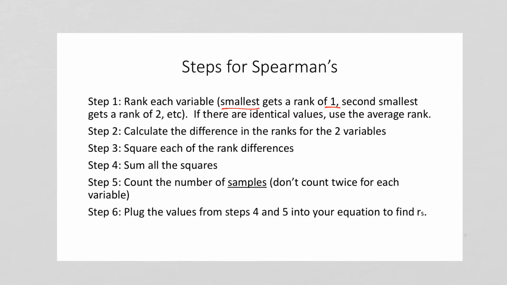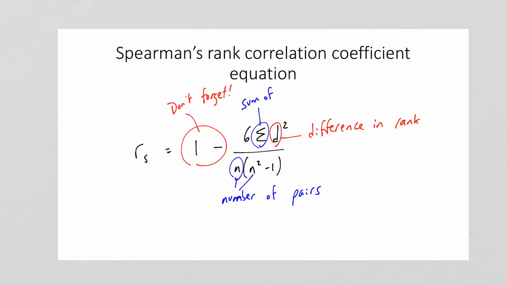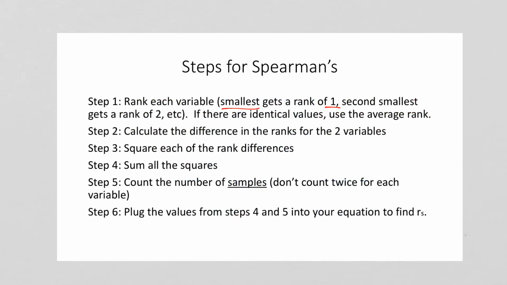You're going to calculate the difference in ranks for the two variables. So if you had rank 1 and 1, you do 1 take away 1 and get 0. You're going to square all of them, then sum all of those up together, and that gets you to that bit there. Multiply that by 6, and then divide by the number of pairs, multiplied by the number of pairs squared, take away 1.